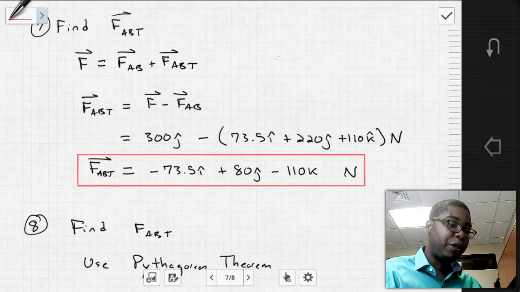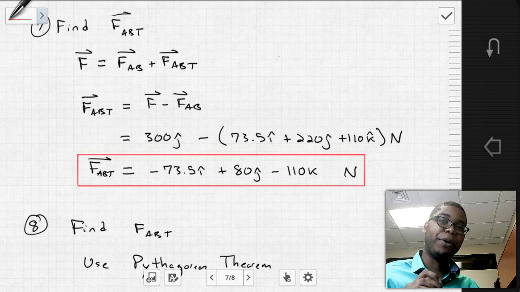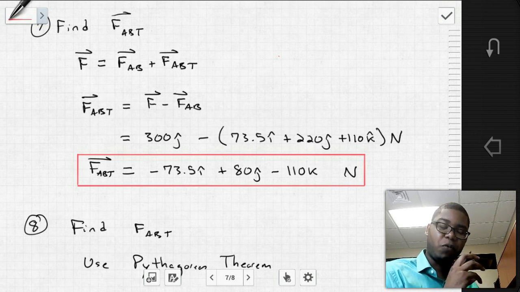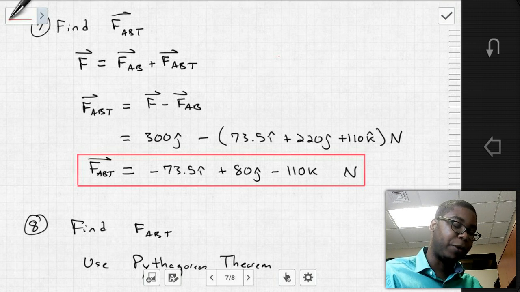Now that we've done that, we need to find the transposed component. Since we're finding the component directed along AB and the one transposed to it, it's clear that if we add the subcomponents, the component directed along AB and the transposed one, they should sum to the initial Cartesian force vector. So we simply apply the equation where the force vector is equal to force AB plus force AB transpose.